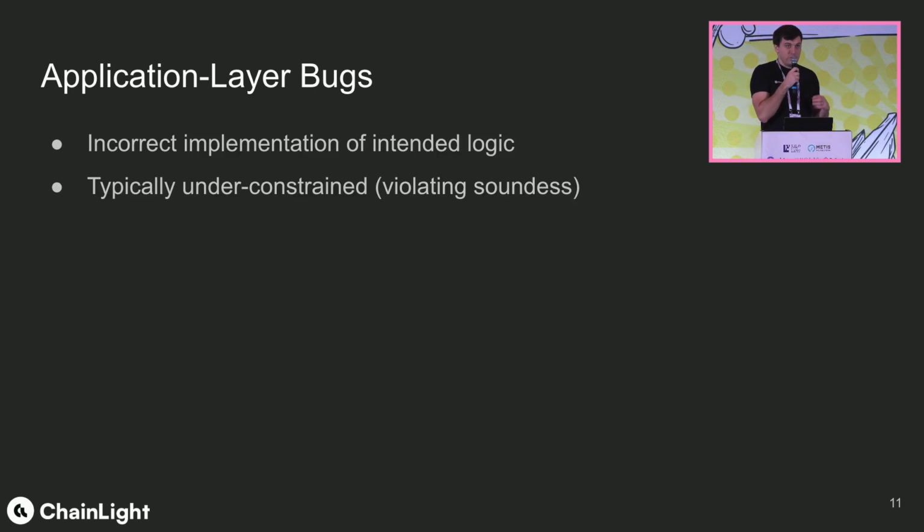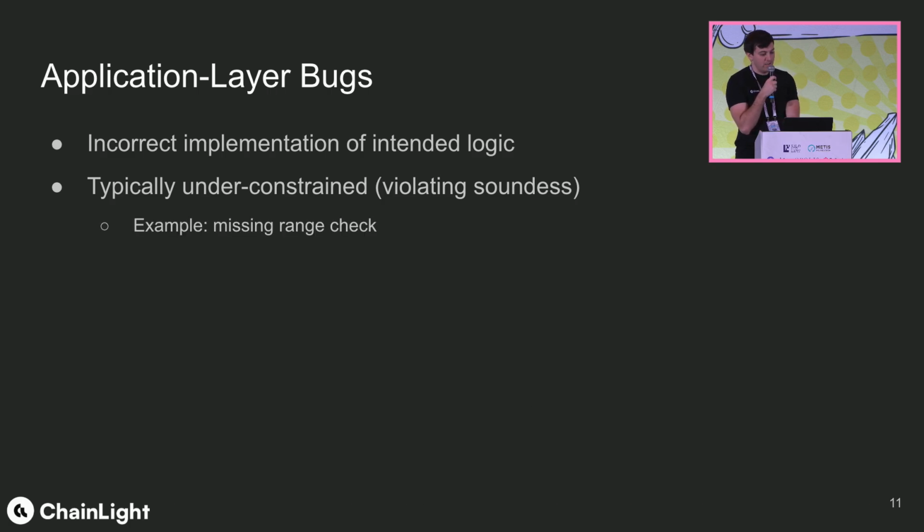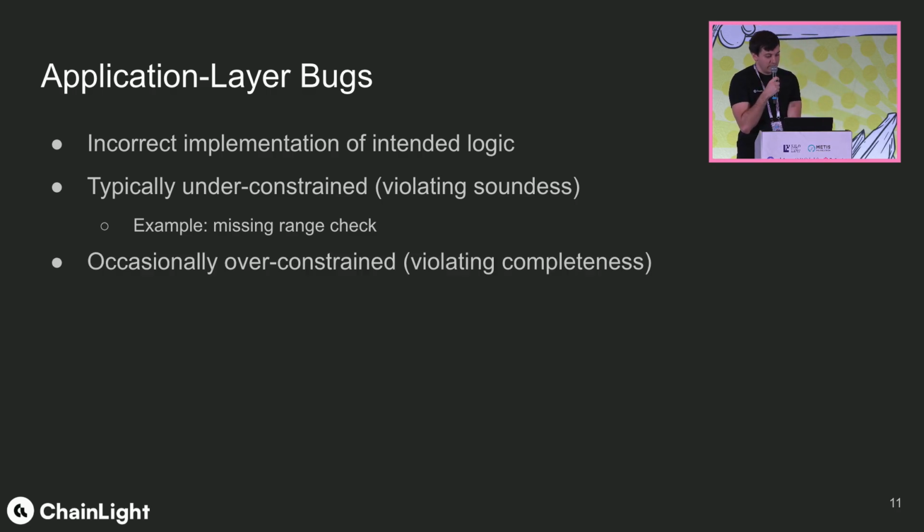So usually this is where you implement the logic that you're trying to constrain or prove incorrectly. Generally, this means you're under-constraining something. It's more common for you to under-constrain something. An example is missing a range check on some value. A range check ensures that a certain variable isn't too large or too small, and this is a very common type of constraint that people miss.